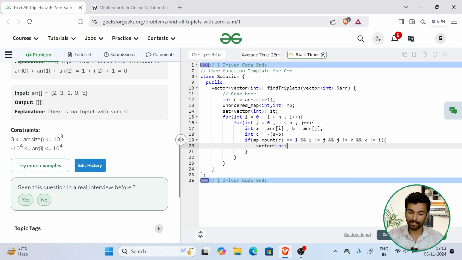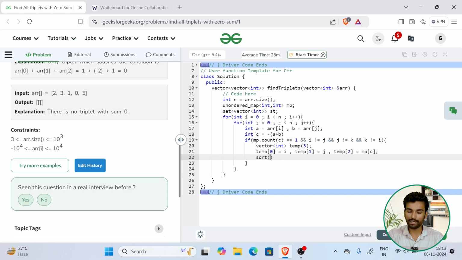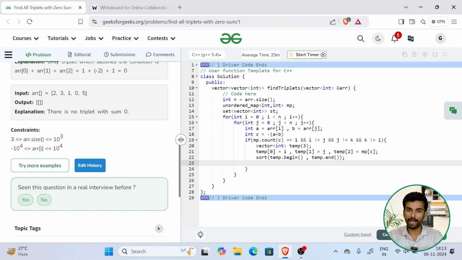I can make one vector. Let's say I'm making a temporary vector of size 3, and in temp of 0 I am putting the index i, in temp of 1 I am putting the index j, and in temp of 2 I am putting the index of this c value, that is map of c. After that I have to sort this temporary vector, so temp dot begin, temp dot end, because it is given in the question that we have to internally sort these triplets. Now I will add this temporary vector into my set data structure so that I have unique triplets. So st dot insert temp.